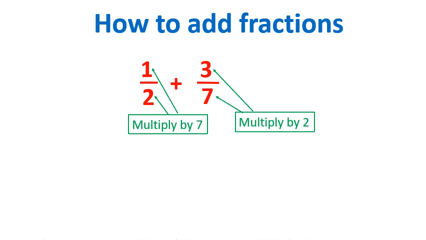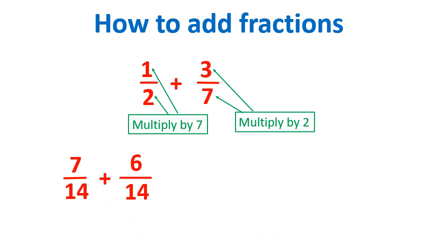So what we're going to do is we're going to multiply the numerator and denominator in 1/2 by 7. And then for the 3/7, we're going to try to get that denominator to be 14. So we're going to multiply the top and the bottom number in 3/7 by a 2. So let's see what happens when we do that. Well, we end up with 7/14 plus 6/14.